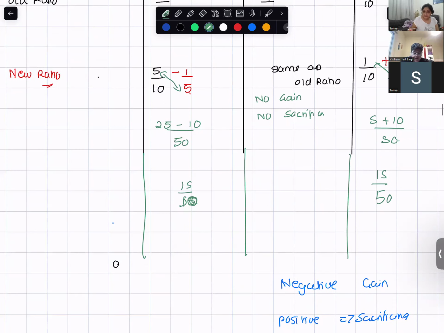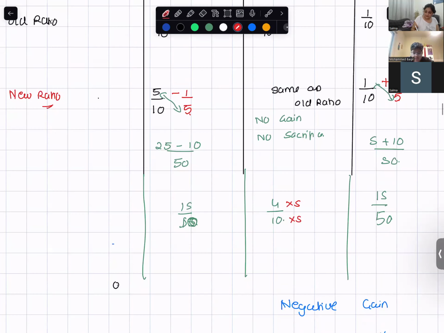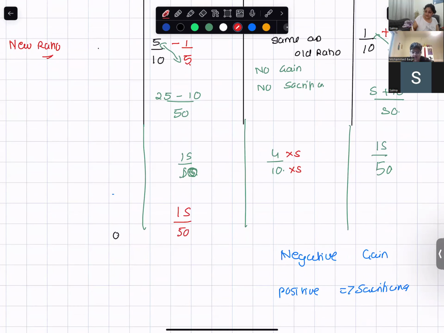Am I missing out something? 25 minus 10 by 50, and 5 plus 10 by 50. Tell me. Yes, ma'am. So this is 15 by 50 and 15 by 50. And B is how much? 4 by 10. I need to make the denominator same, so I will multiply by 5. So this will become 15 by 50, 20 by 50, and 15 by 50.